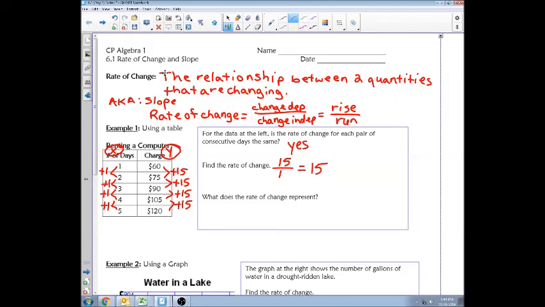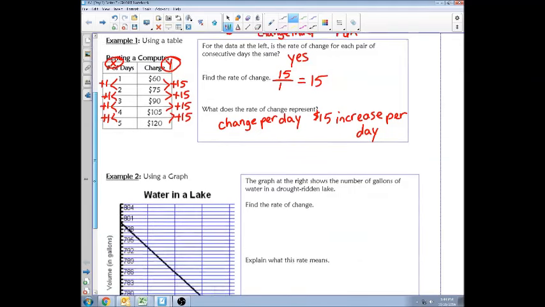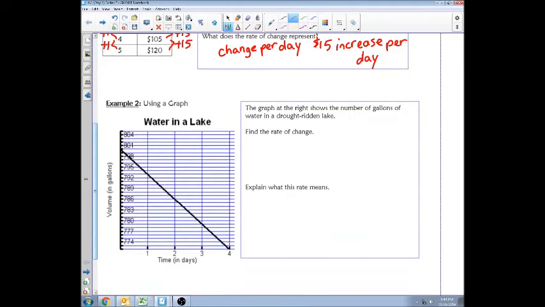What does the rate of change represent in this case? It is the change per day, or a $15 increase per day. That is all the slope really is. It's just talking about the change in our dependent variable over the change in our independent variable. Okay? On to example number 2.